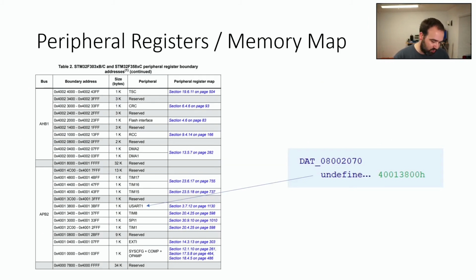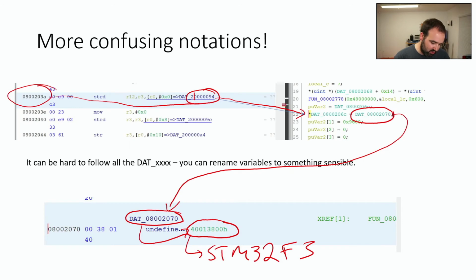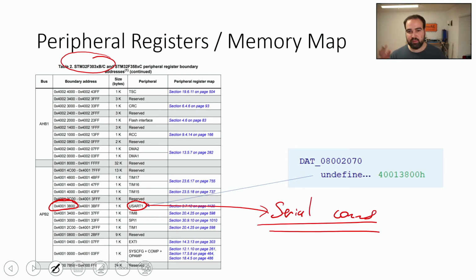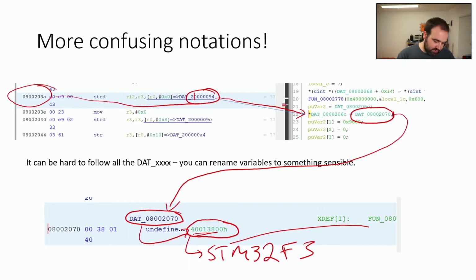So if I look at the peripheral register map of one of the STM32F3 devices, I can actually see, oh, you know what? That 4001380 is US. So this address right here is the UART, right? This is serial communications. That's good news. That means we now have a guess that, not this function, but that variable that we started to look for, is actually a UART, right?